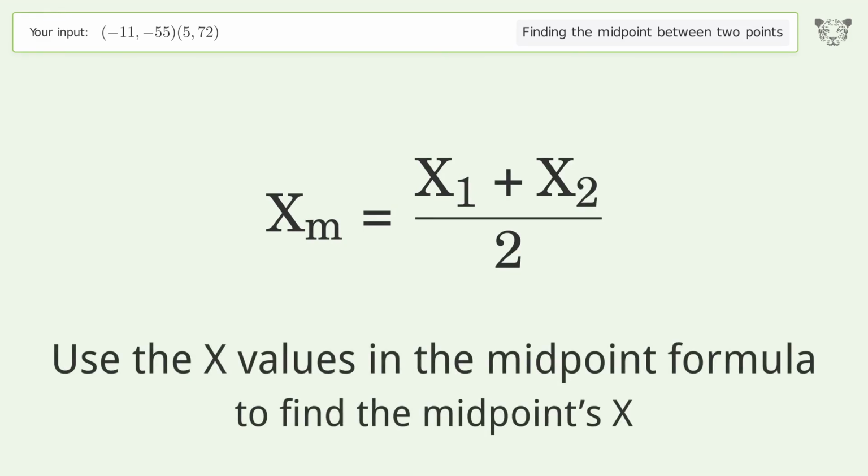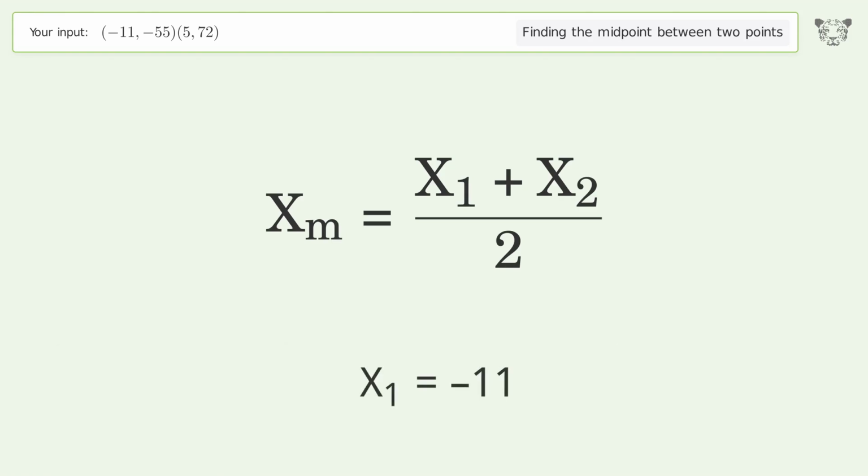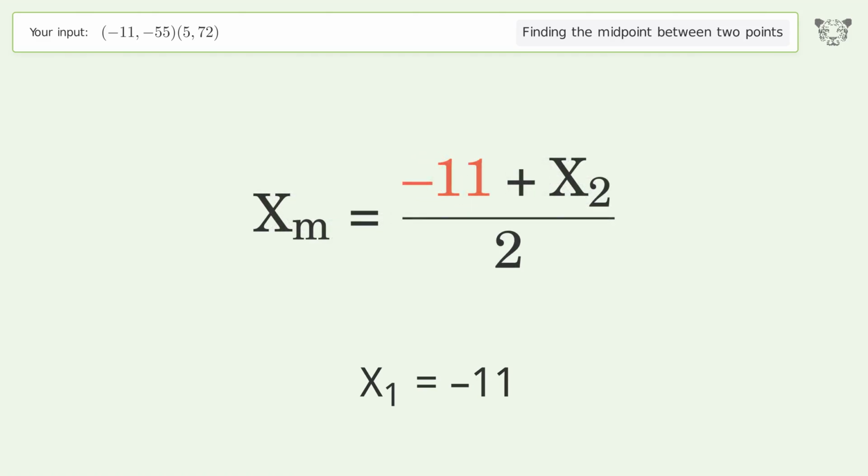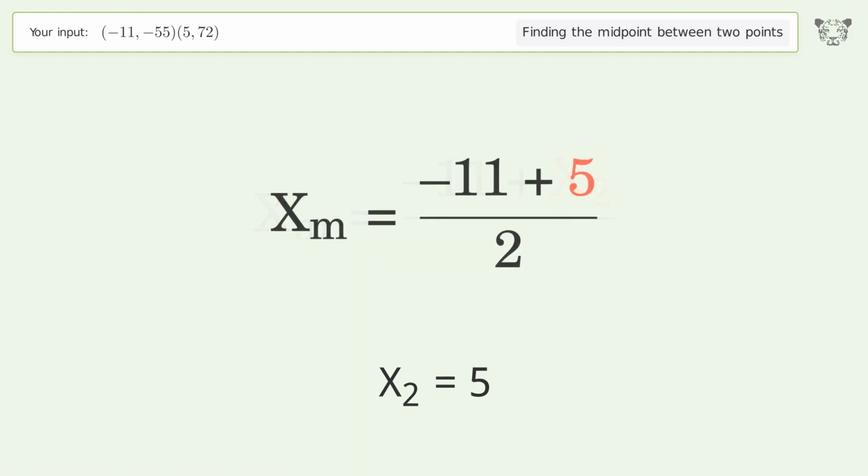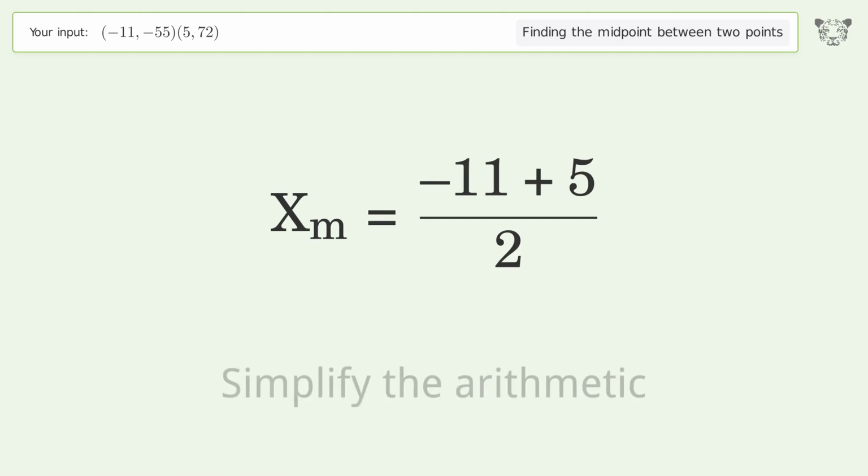Use the x values in the midpoint formula to find the midpoint's x. x1 equals -11. x2 equals 5. Simplify the arithmetic.